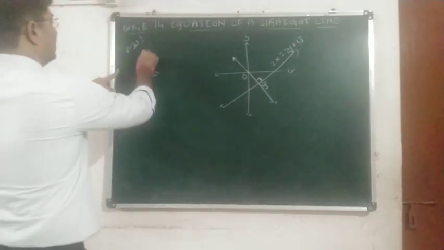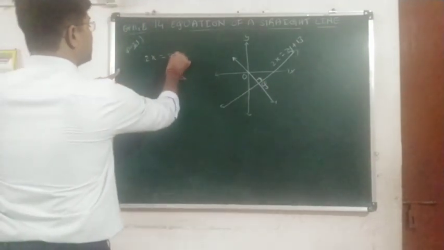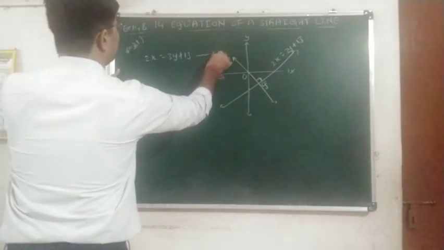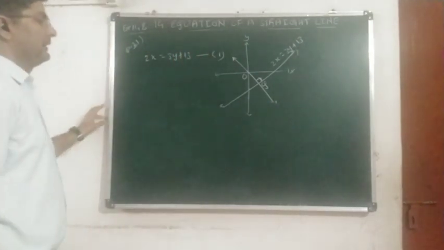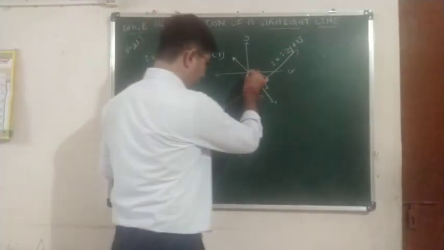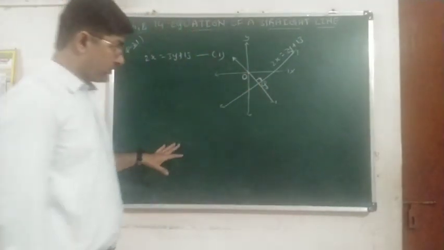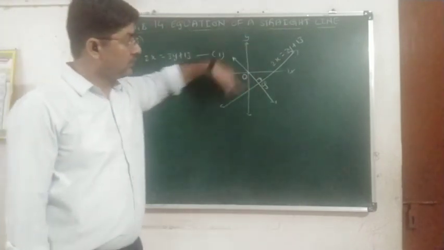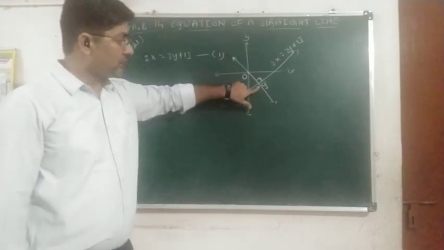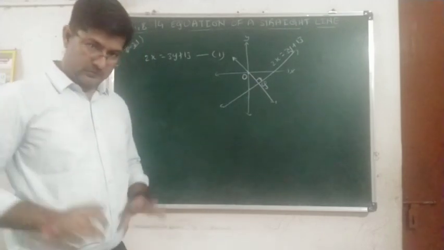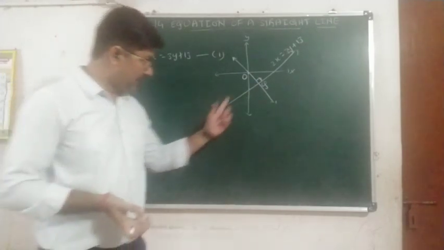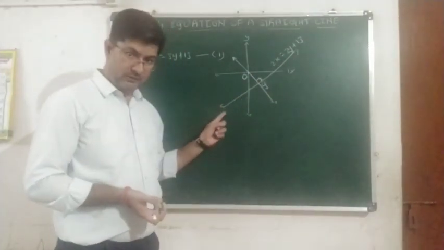Okay. 2x is equal to 3y plus 13. This is the given line, and the required line is passing through the origin, that is 0, 0. Yes or no? And it is perpendicular to the given line. Point of intersection is Q. So now it is quite clear that the required line is perpendicular to the given line.